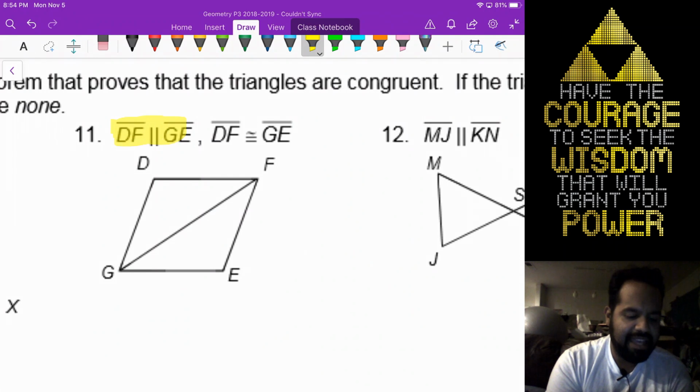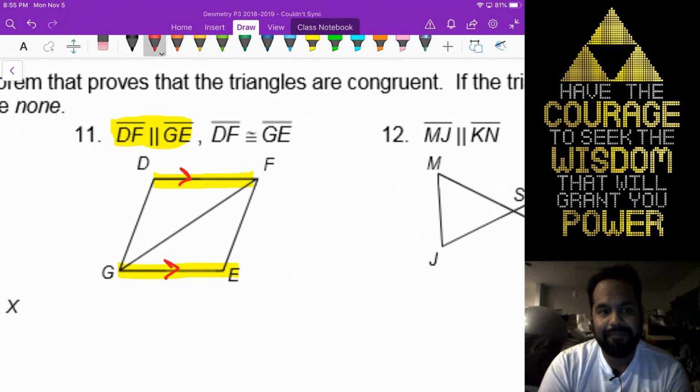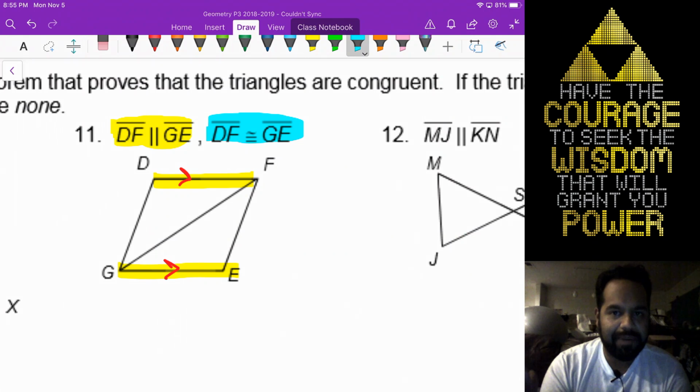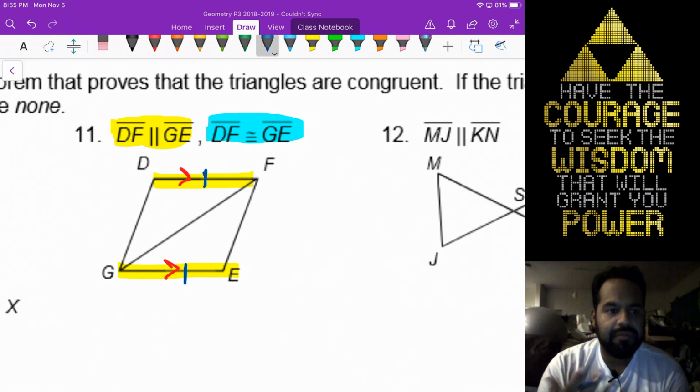So check this out. We have that DF is parallel to GE. Okay, so parallel lines means they're parallel. We're going to mark them with arrows. Now, the other part of that given says DF is congruent to GE. So not only am I going to put those parallel line markings, I'm also going to mark them as congruent. So right now I've got these parallel lines and I have the congruent lines. Well, one thing I know I can mark right away is, again, the reflexive side, that middle line.